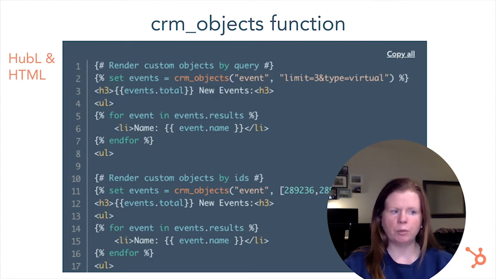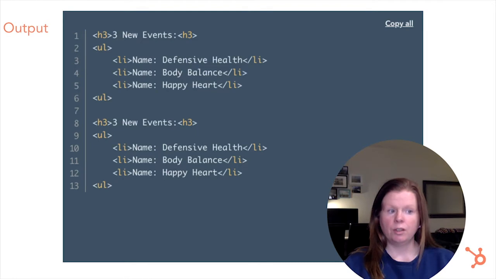So in the example, we're again using the events object and we're asking for all of the events in the CRM. Once the results come back, we're going to use a for loop to loop through those results to display the total number of events and the name of each event. In the rendered output, we can see the total number of events and the name of each event that's coming from the CRM.